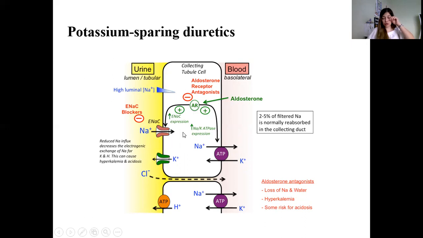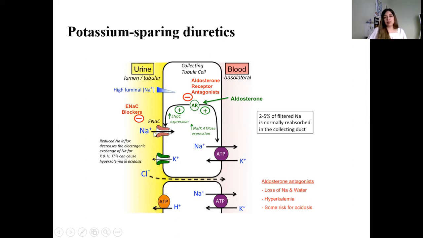But what do we have? We have the drugs, aldosterone receptor antagonists, for example spironolactone, which blocks aldosterone, reduces the expression of sodium channels, so there will be less absorption of sodium. Also, we have the direct blockers of these sodium channels, like amiloride. They directly block the sodium channel, and we will have less reabsorption of sodium.